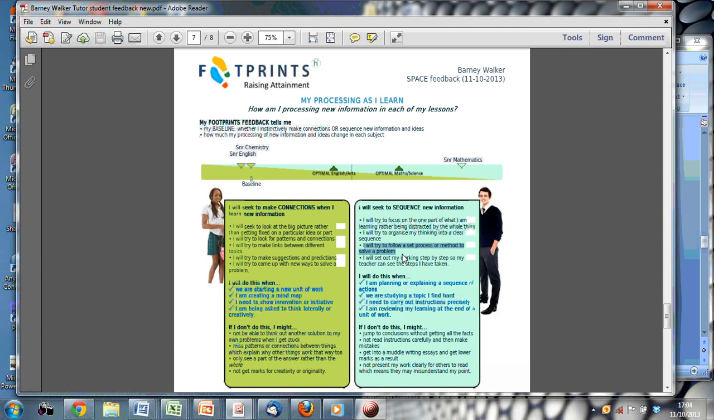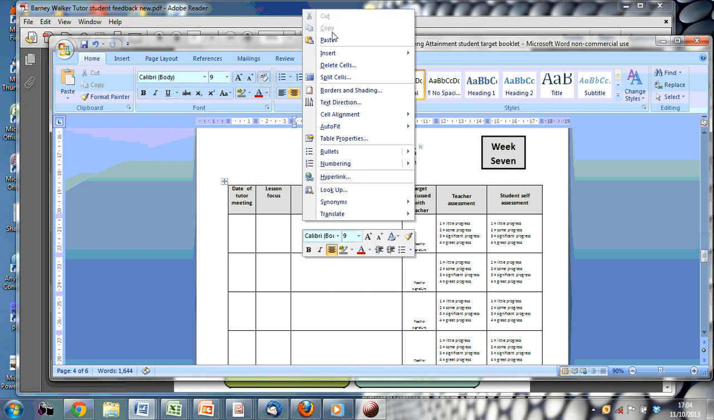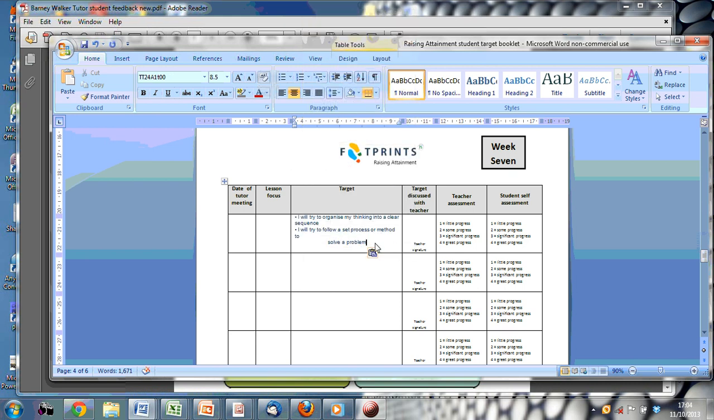And Barney, because you're so weak at this, in fact, let's see if you can commit to 2 of these rather than 1. So perhaps you can commit to solving problems, but also organising your thinking into clear sequencing. Can you commit to that? Let's take those, copy them. We're in week 7 now, and put those in here as goals.